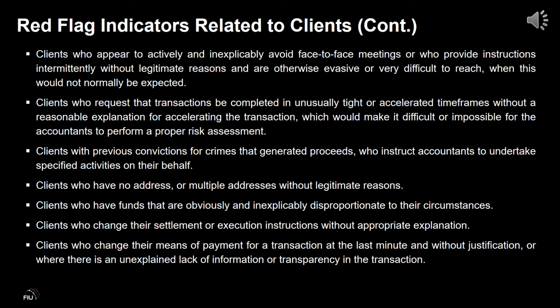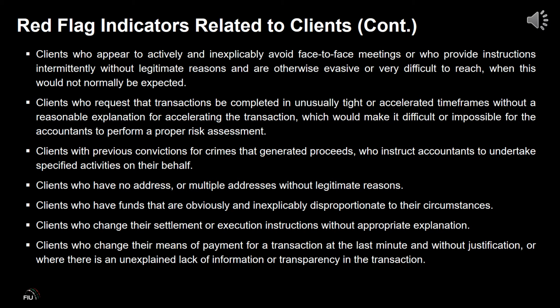Clients who appear to actively and inexplicably avoid face-to-face meetings or who provide instructions intermittently without legitimate reasons and are otherwise evasive or very difficult to reach when this would not normally be expected. Clients who request the transactions be completed in unusually tight or accelerated timeframes without a reasonable explanation for accelerating the transaction, which would make it difficult or impossible for the accountants to perform a proper risk assessment.